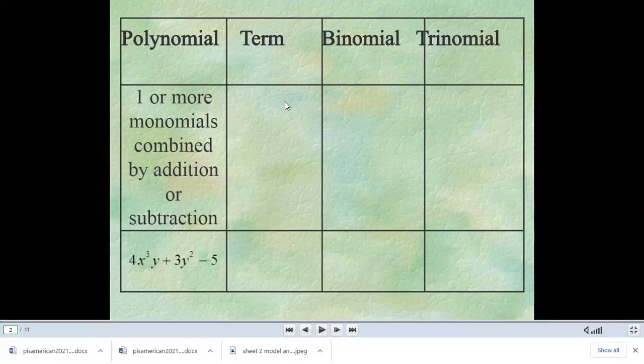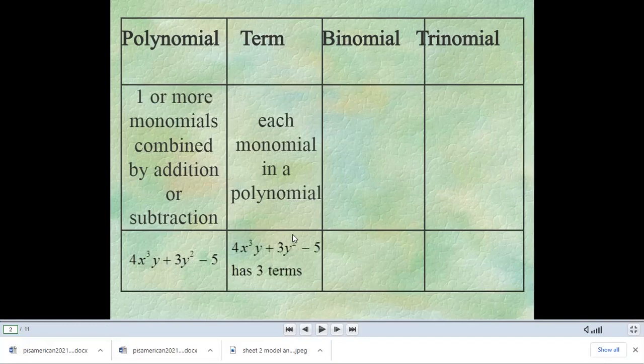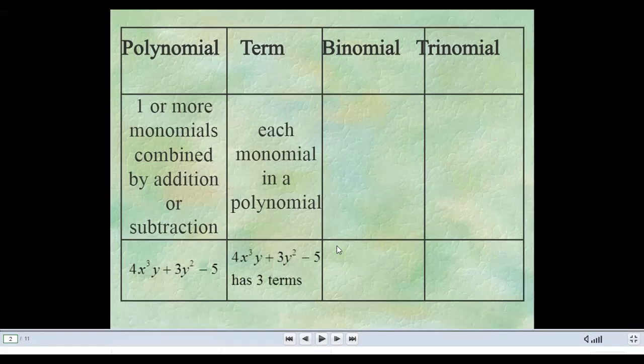What is a term? Each monomial in a polynomial is called a term. Like 4x to the power of 3y, this is called a term. 3y squared is a term, negative 5 is a term. So this expression in front of us consists of how many terms? It consists of 1, 2, 3. So it has 3 terms.